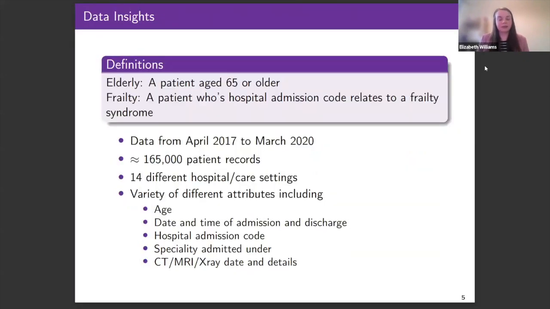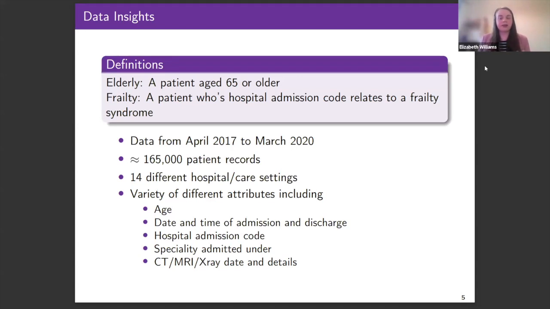So a bit about the data we had. One of the great things about this project is because we were working in collaboration with one of the health boards, we were able to get the data we were wanting to look into. So we had data which covered 3 years, and it was all pre-COVID data. And this equated to around 165,000 patient records of patients who are aged 65 and over.